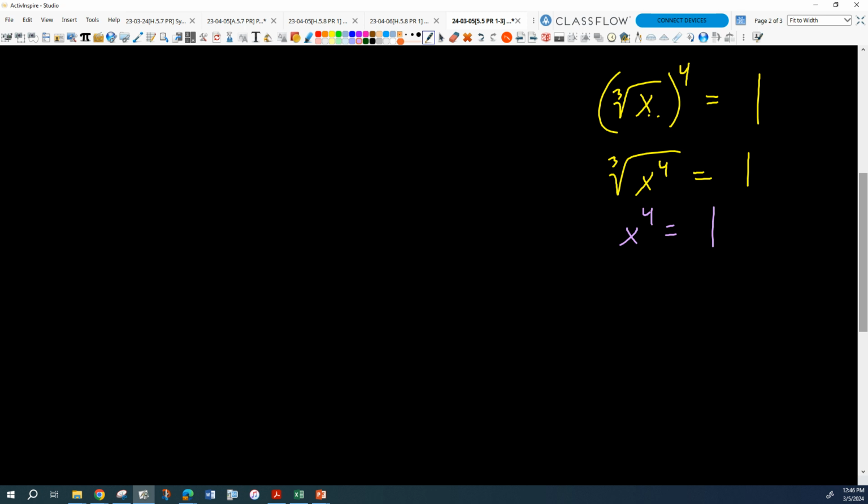Fourth root. Okay, but what's my rule? If I take an even root of both sides, what do I have to include? Plus or minus, right? Can we get that? Okay. And we can do that in 2 steps if we wanted.